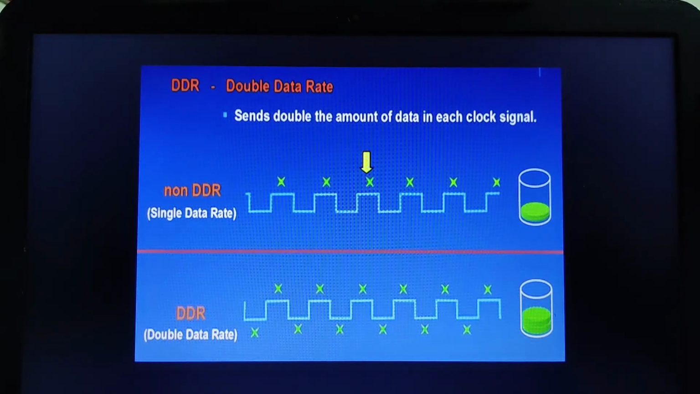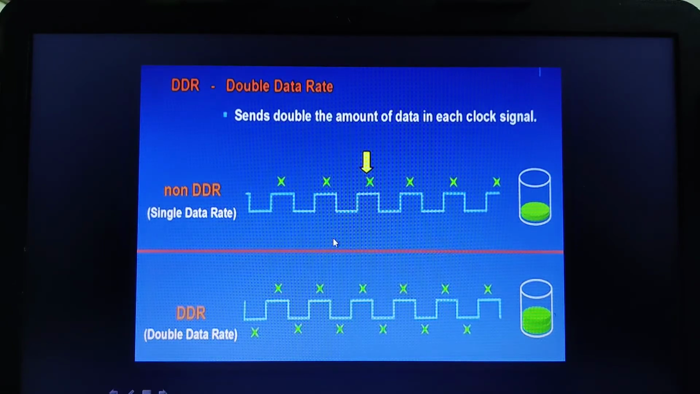That means there is one system clock which is maintained on your motherboard. This synchronous dynamic random access memory will transfer the data whenever the clock signal is high. High in the sense that whenever the clock signal attains the value 1, only then would the synchronous dynamic random access memory transfer the data. You can see here non-DDR, that is the synchronous dynamic random access memory. DDR is the second type of dynamic random access memory.